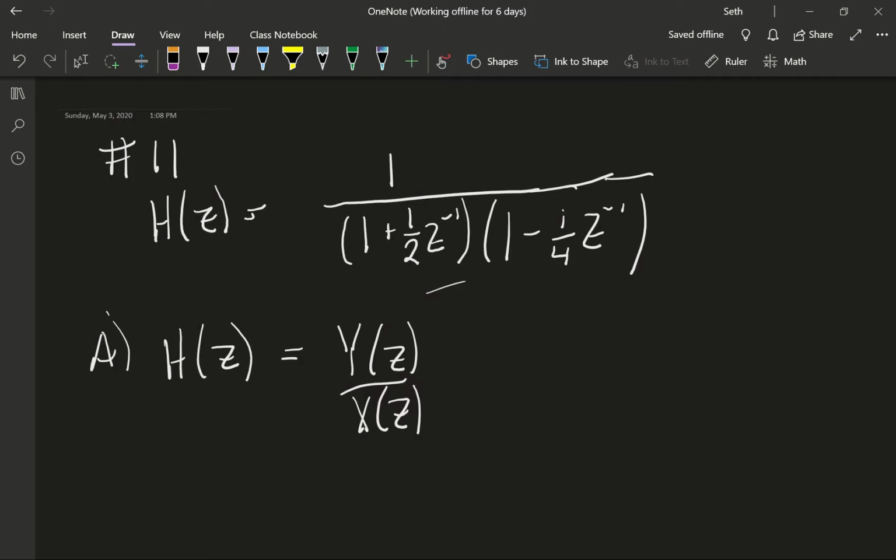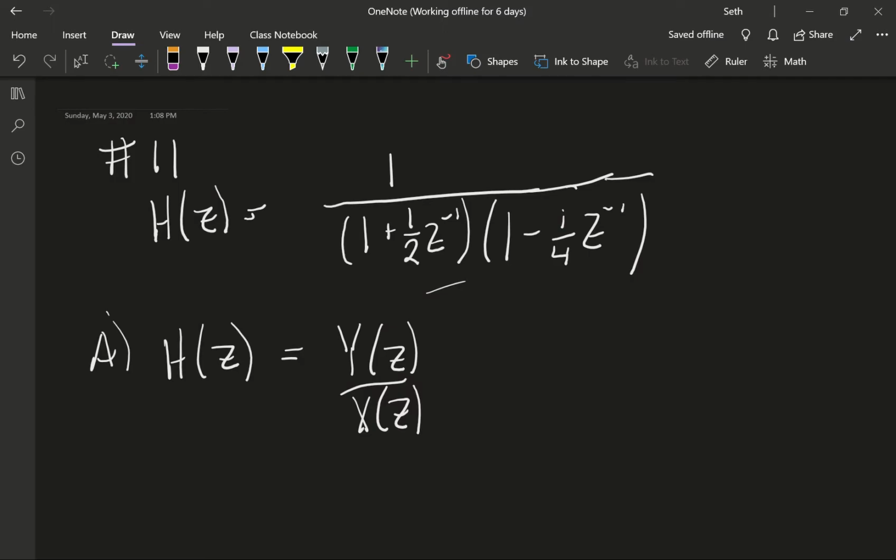Hello, this is number 11 on the practice final. We're given the transfer function H(z) of a discrete time LTI system, and for part A we're asked to find the difference equation for the system.